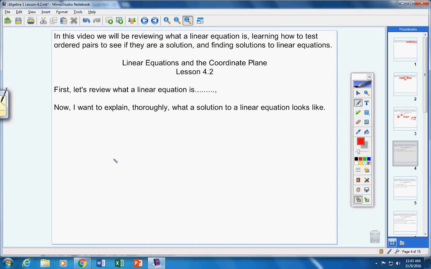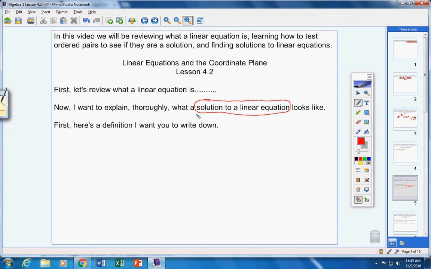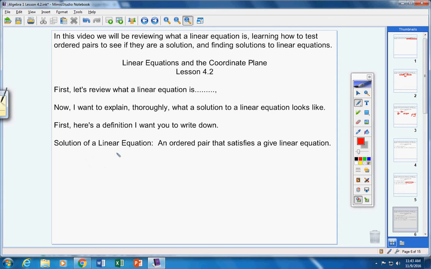Now I want to explain thoroughly what a solution to a linear equation looks like. Okay? First, though, I want to give you a definition of what a solution to a linear equation is. I want you to write down this definition. Now, like always, I move on, so pause the video and copy it down. Solution of a linear equation: it is an ordered pair that satisfies a given linear equation. I'm going to move on. Please copy that in your notes.